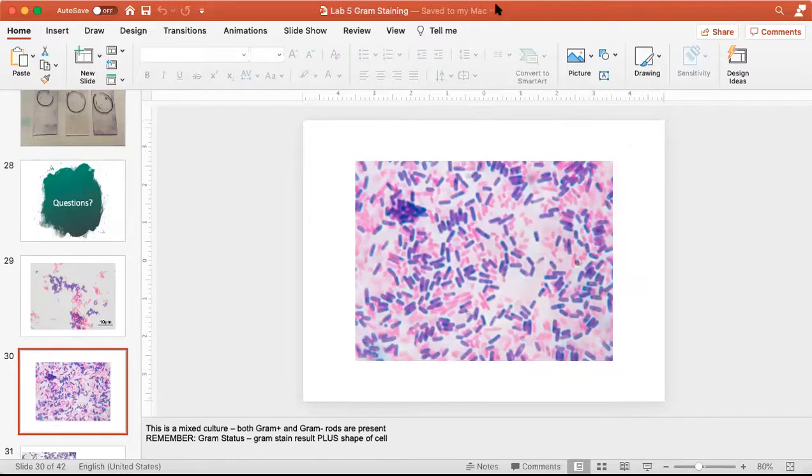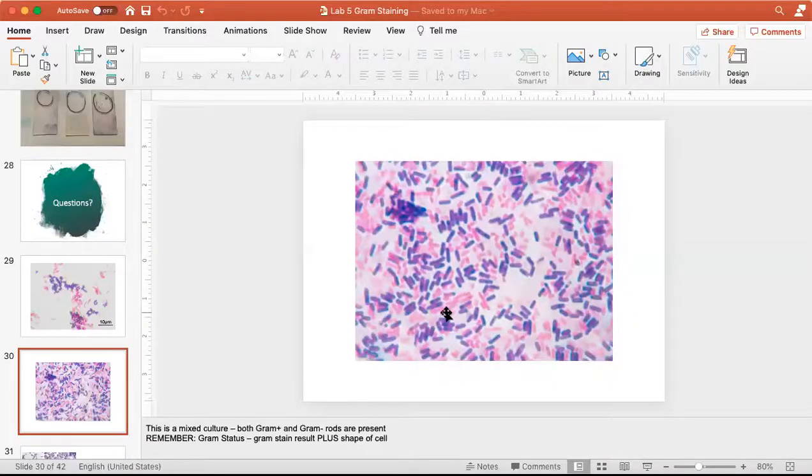First of all, gram positive, gram negative. Do you see rods? Do you see cocci? What do you see? I got a vote for gram-positive and gram-negative rods. Very good. That's good, Brooke. Yeah, we've got two kinds of rods on this slide, right?